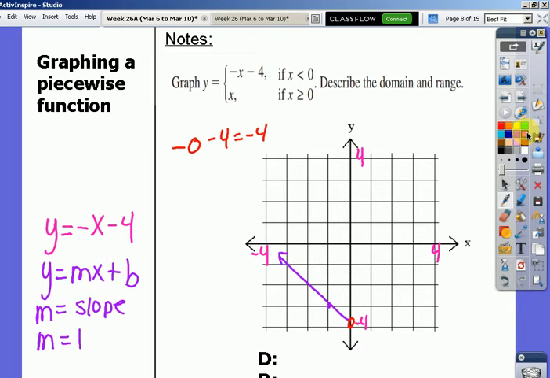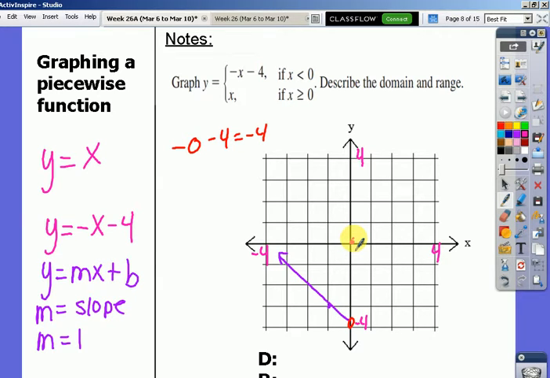So let's remember how to graph y equals x. What's my y-intercept there? 0, right? Are we good? So 0, so I start at 0. And then what's my slope? 1. And then from there, I go from here, and then I do what with my slope?